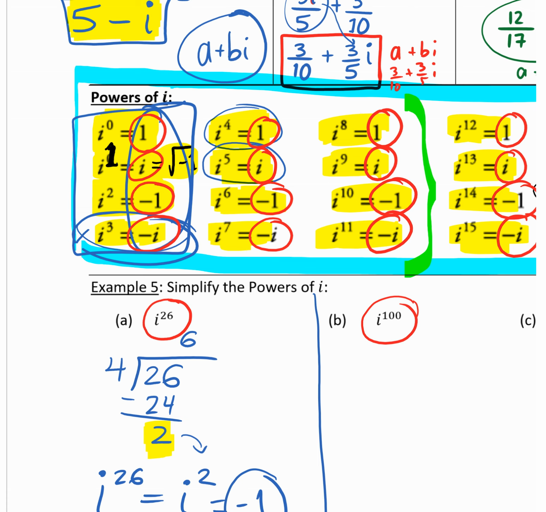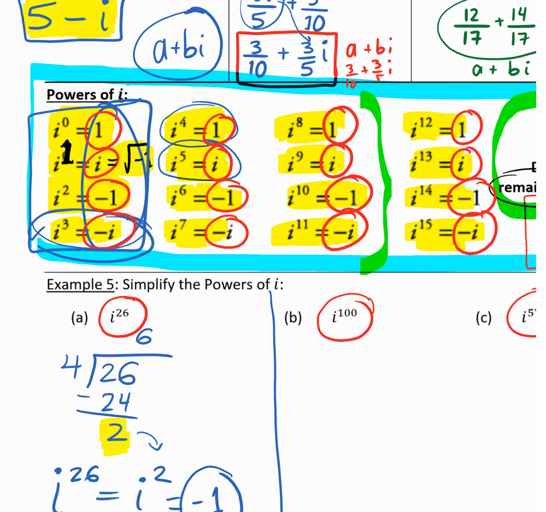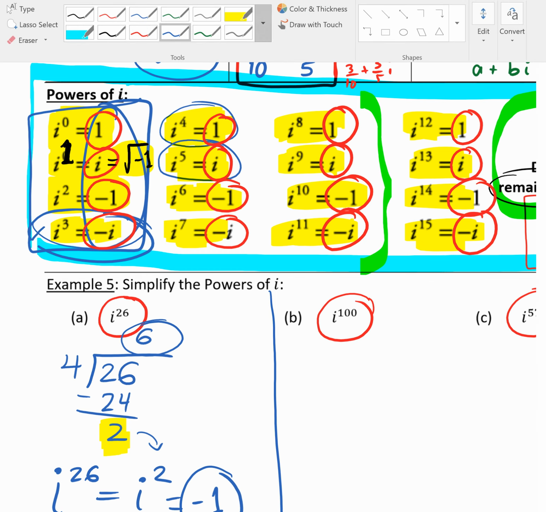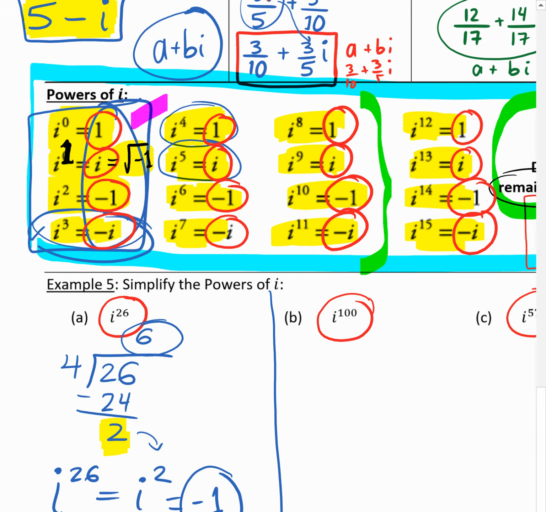And so I guess if you're wondering why it's the remainder that's the answer, why isn't it the quotient? Remember that these values are cyclical. It's a cycle of 4. If you're looking at it here, i to the 0, i to the 1, i to the 2nd, i to the 3rd. You start over again. i to the 4th, 5th, 6th, 7th, 8, 9, 10, 11, 12, 13.